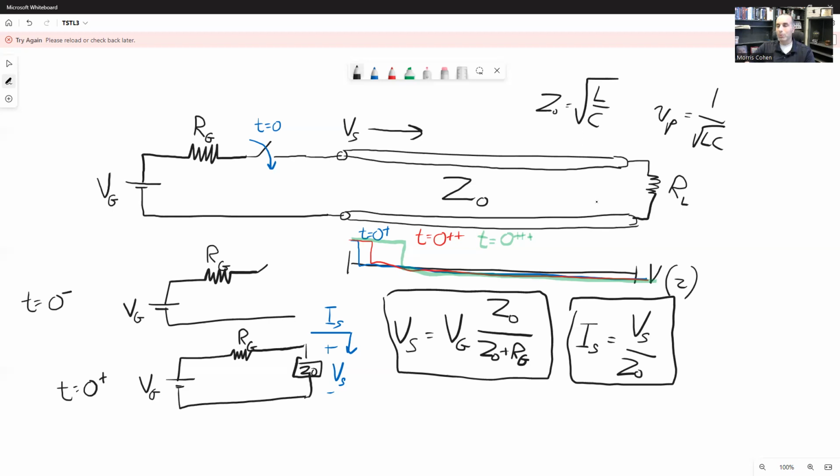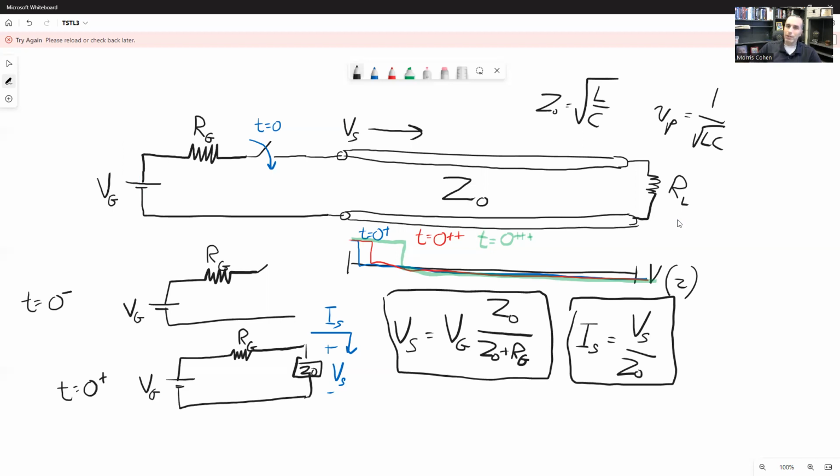I suggested at one point that everything you learned in your circuits class was wrong. That was partially true. But if you take away the transmission line here and you say, okay, we've got VG, RG, and RL, you know how to figure out what the current and voltage across RL should be without the transmission line. And what's important to keep in mind is that the circuit will eventually get there.